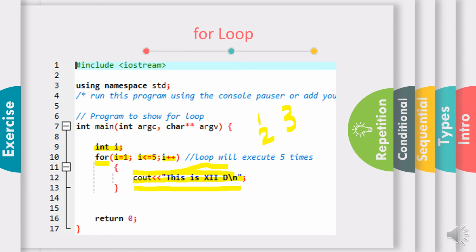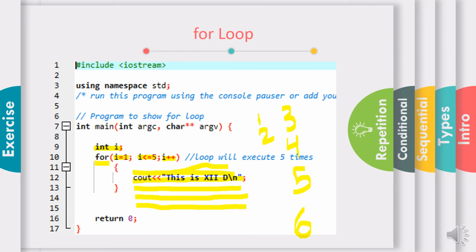Then again i++, 3 becomes 4 now. 4 is less than or equal to 5. Yes, again a fourth time this line will be executed. Now again i++, 4 becomes 5. Yes, 5 is less than or equal to 5. Yes, again this condition is true. Then again for the fifth time this statement will be executed. Now again i++, this 5 has become 6 now. Is 6 less than or equal to 5? No, the condition is false.